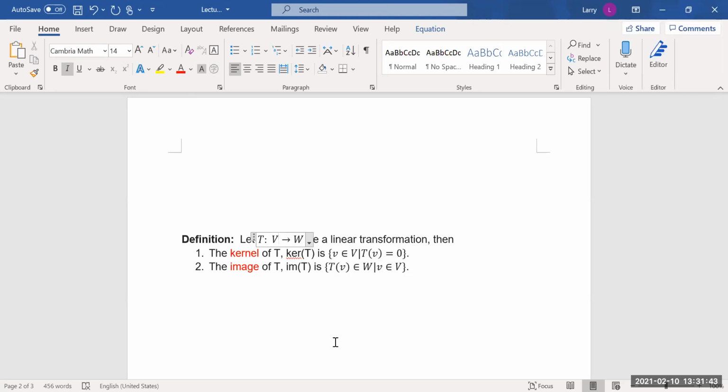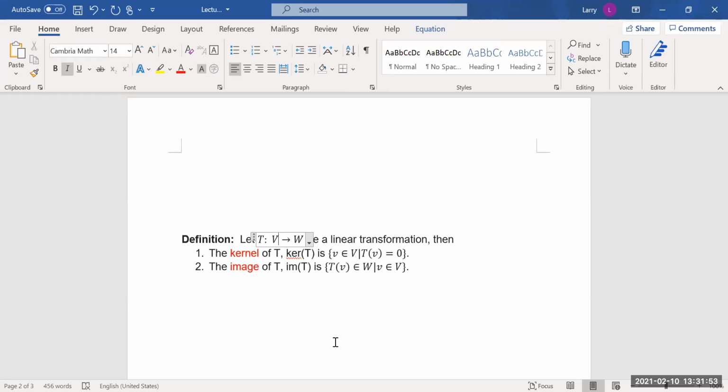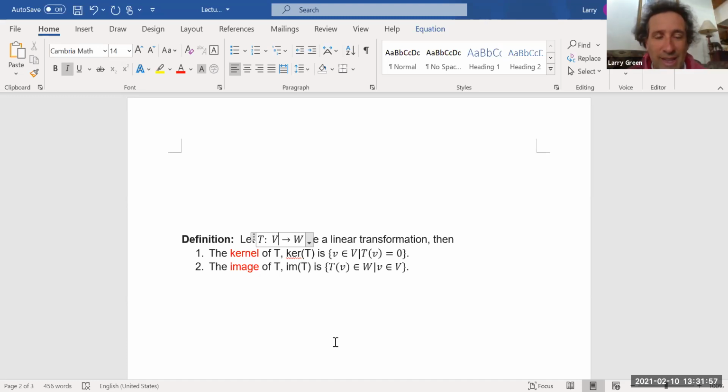So you said the kernel of a linear transformation is in V. There's no such thing as a kernel of a vector space. The kernel of T, or the kernel of the linear transformation T from V to W, is in the domain. It's in V, whereas the image is in the range, and that's in W. Any questions on that?